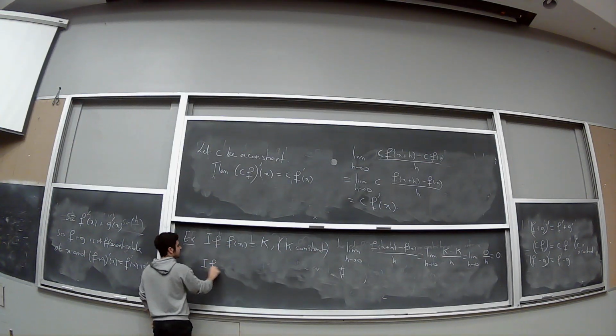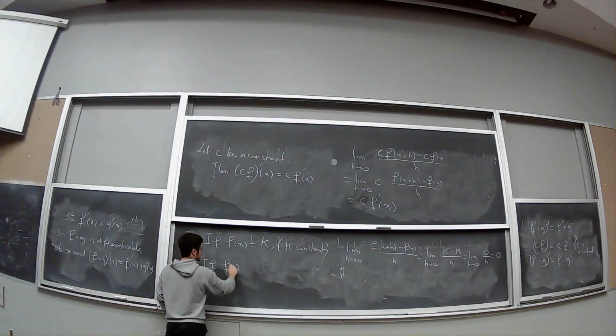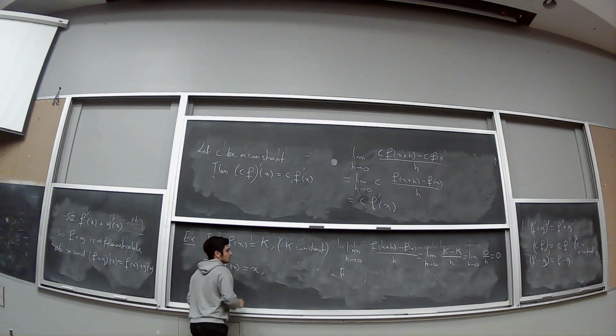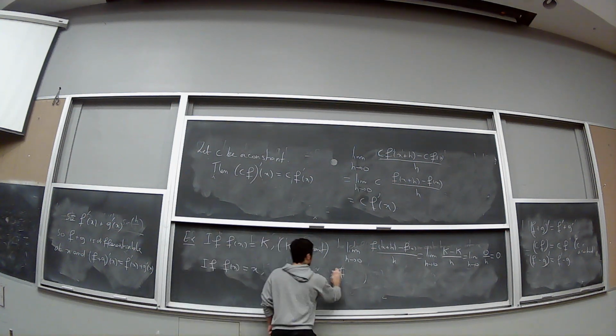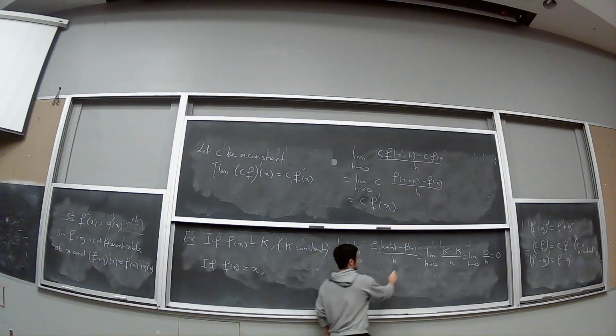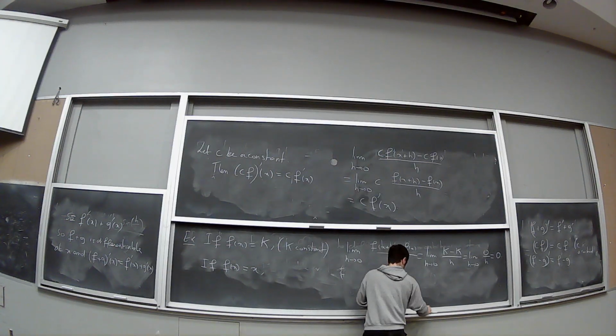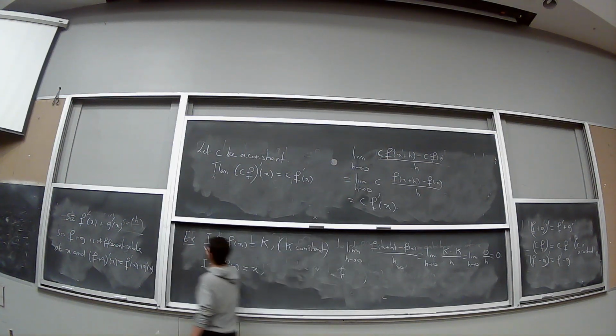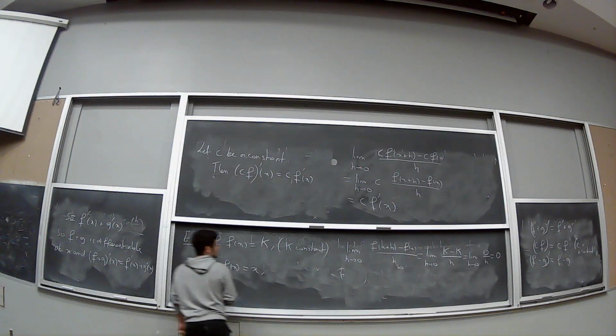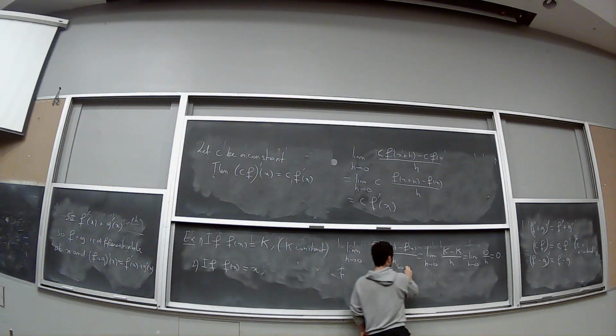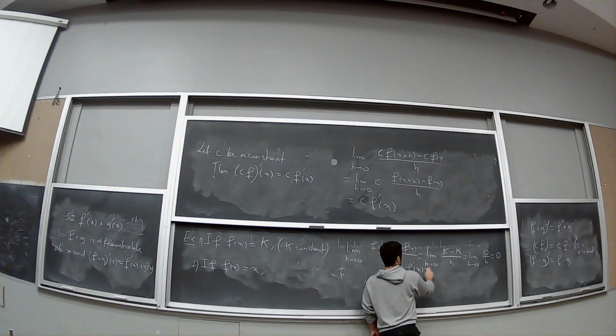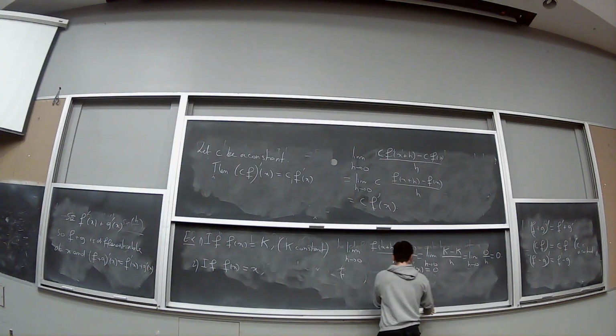Now let us look at f of x is equal to x. I think we did this one, right? So f prime of x is equal to 0 if f of x is equal to k.